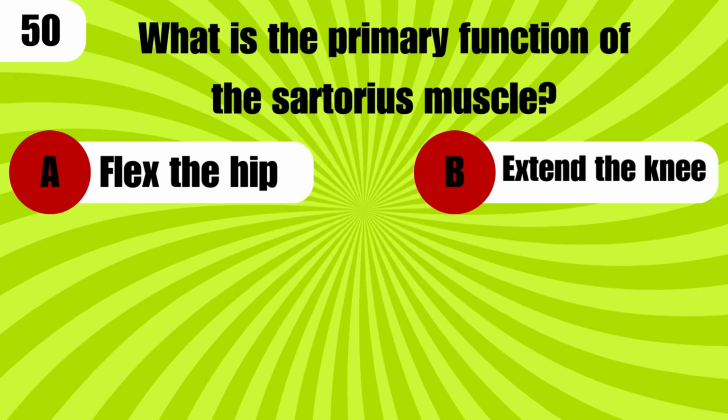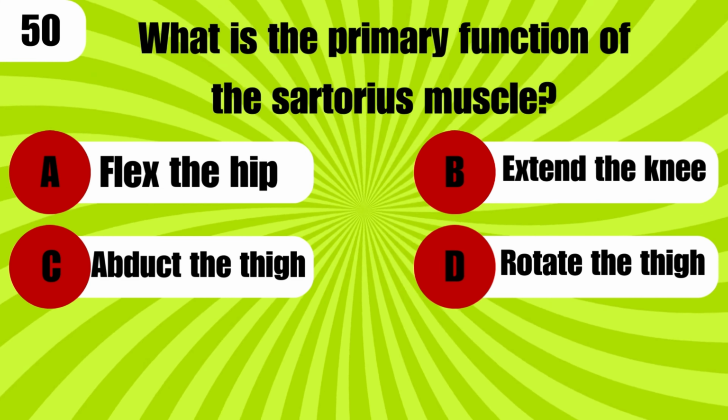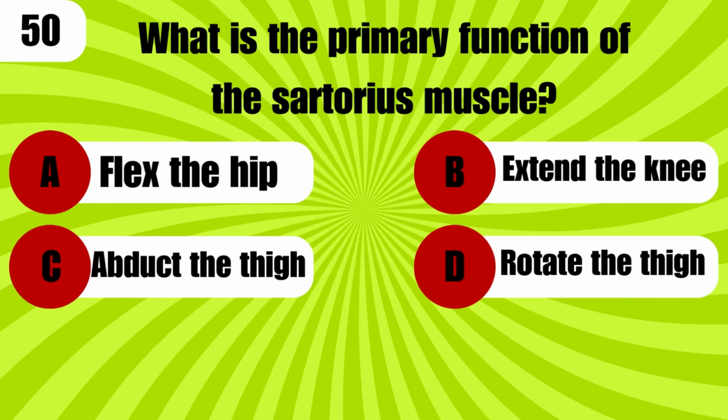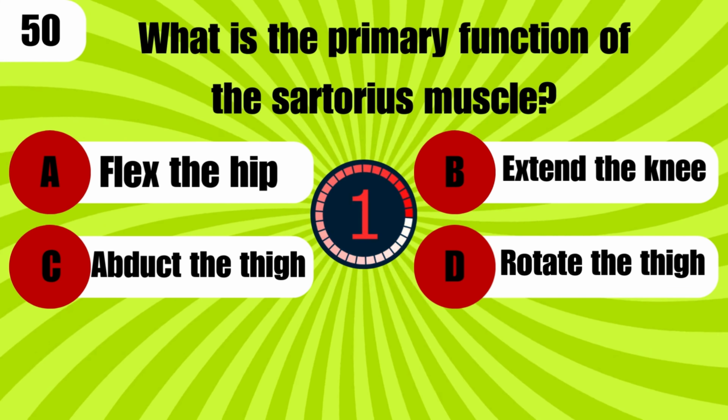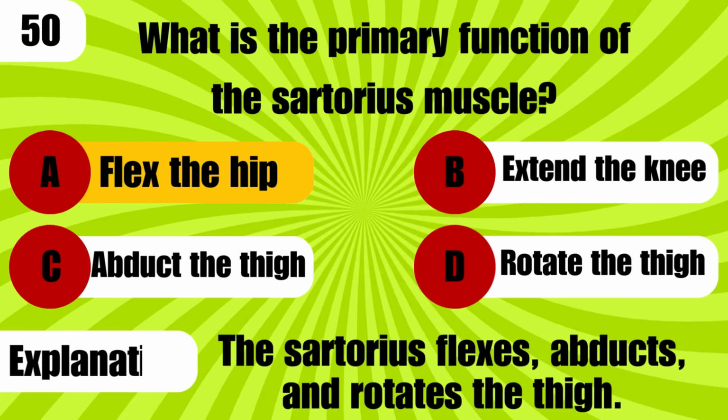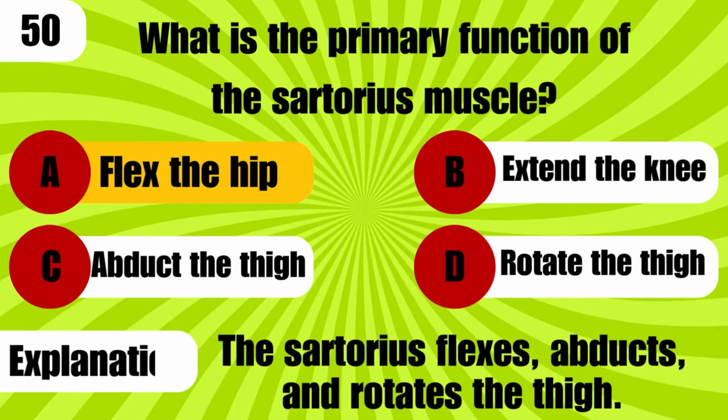What is the primary function of the sartorius muscle? Option A, flex the hip, extend the knee, abduct the thigh, rotate the thigh. The right answer is flex the hip. The sartorius flexes, abducts and rotates the thigh.